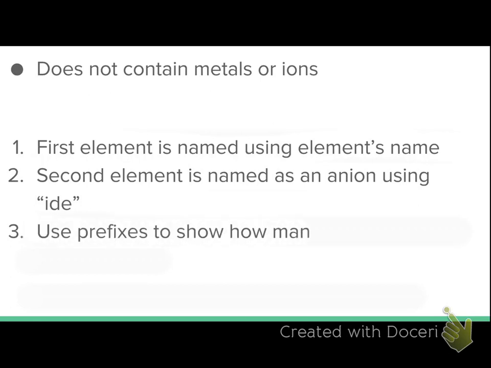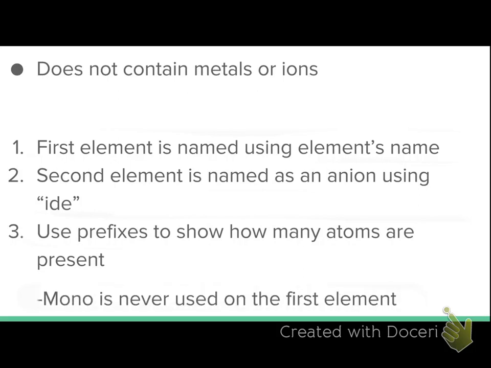And the other thing you're going to use is those prefixes that you had in your ion packet, the ones on the front page. You're going to use those to tell how many of something you have. So if you have 2 of one element, it's going to be di. If you have 3, it's going to be tri. So it's important for you to know those as well. And then something just to keep in mind, the prefix mono is never going to be used with the first element, this one here that we're naming with its name. We're never going to use mono in that situation.